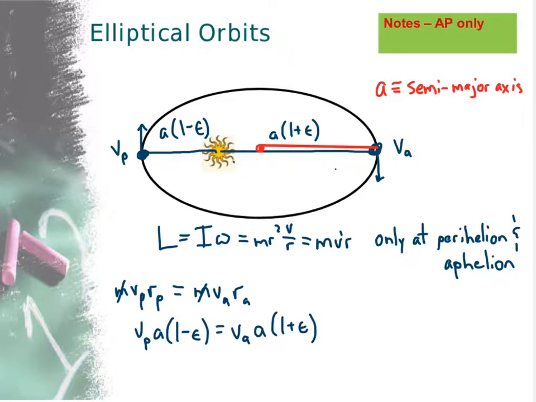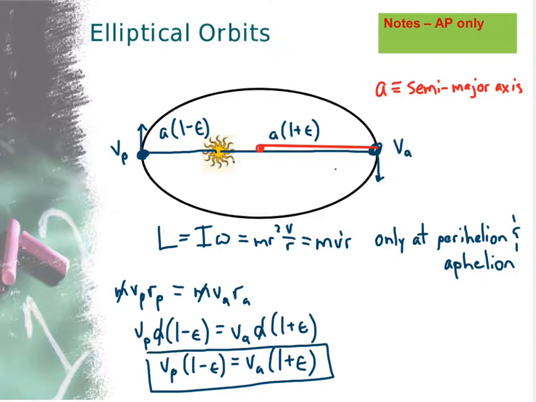And we know the semi-major axes are factors on both sides, so they'll end up dividing out. And we get V_P, V perihelion, times 1 minus epsilon, that's the eccentricity of our orbit, equals the velocity at aphelion times 1 plus eccentricity. All right. So this relationship will apply between the velocities at perihelion and aphelion.